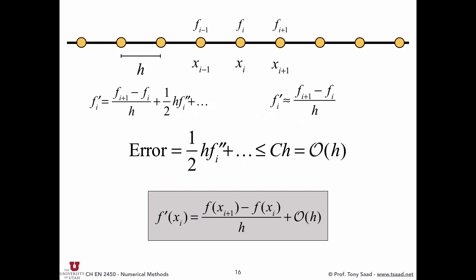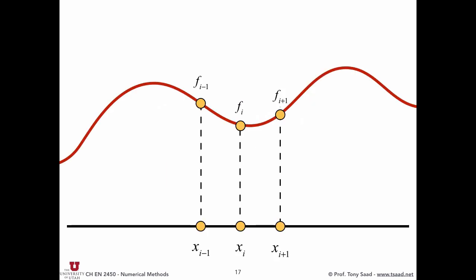So notice up there I wrote an approximate sign, f prime i as approximately equal to f i plus 1 minus f i over h. And over here I'm putting a full equal sign because I'm accounting for the error. So this is a rigorous way to write it. The approximation of the derivative of f is f i plus 1 minus f i over h plus an error of order h. We'll define what order means in a second, but first I want to geometrically explain to you what's happening here.